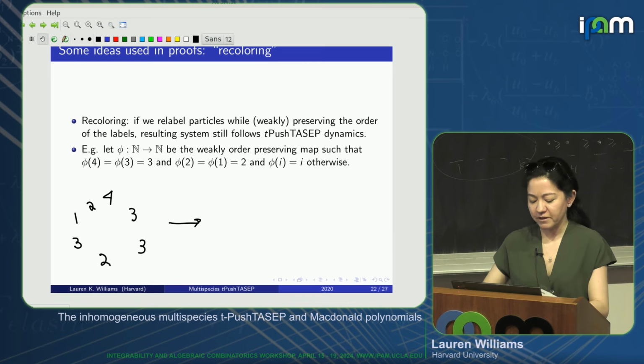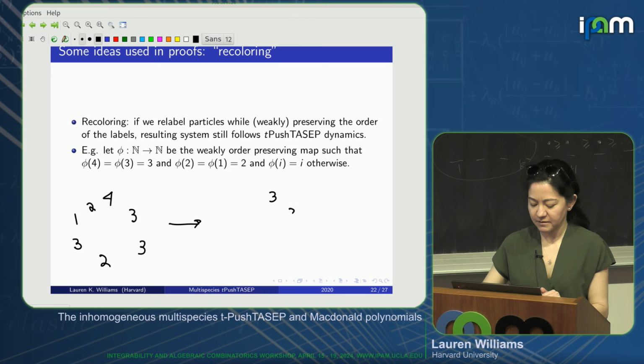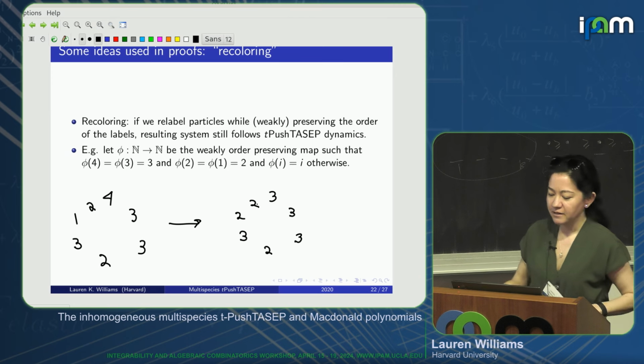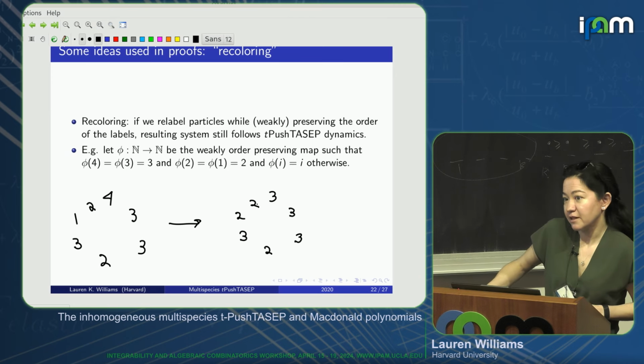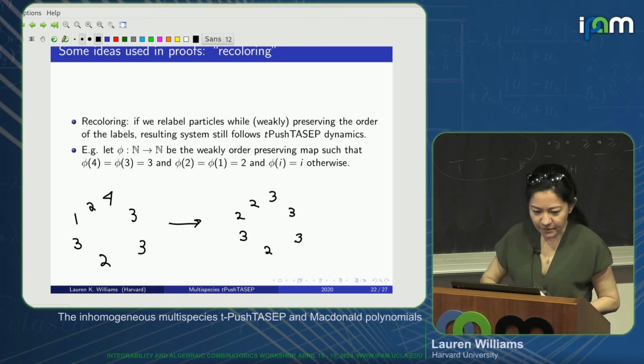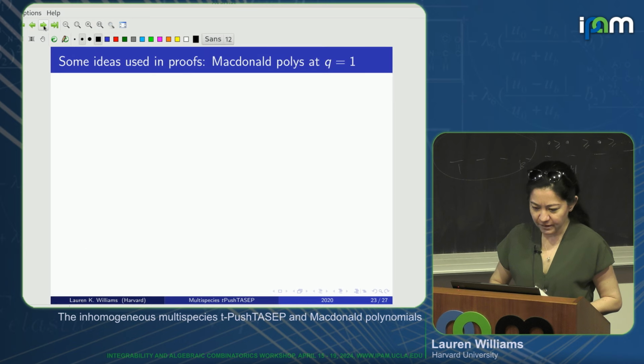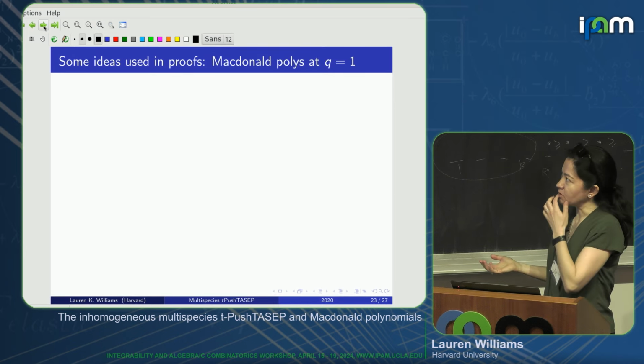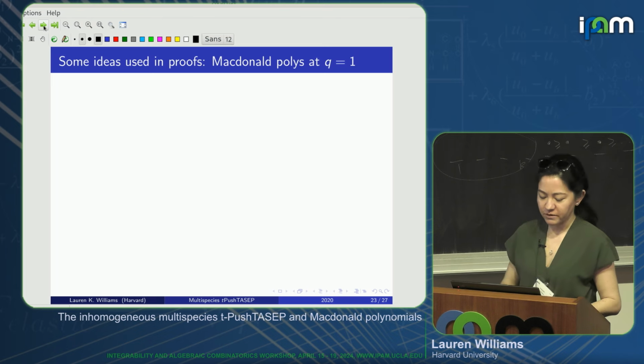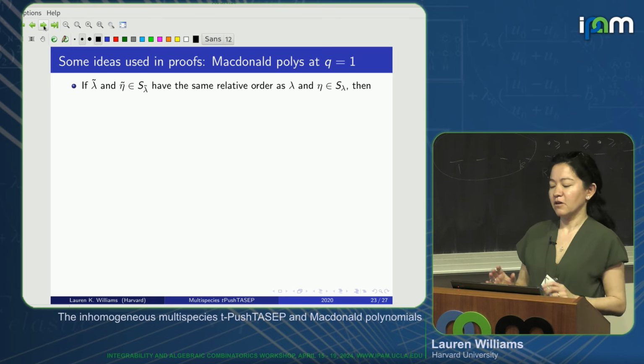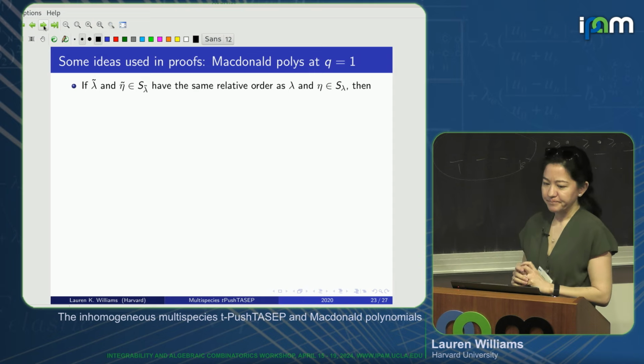And now if I recolor, 4s and 3s both map to 3s, 2s and 1s map to 2, then the dynamics on the right-hand side is going to look just like the dynamics on the left-hand side. Okay, so that's something that is very helpful. And now there are analogous properties that hold for Macdonald polynomials at q equals 1. So let me first say it in a special case.